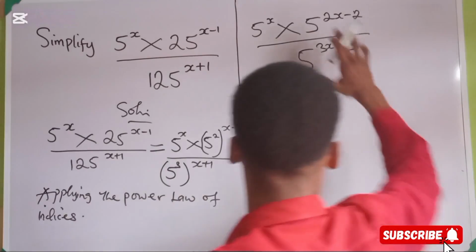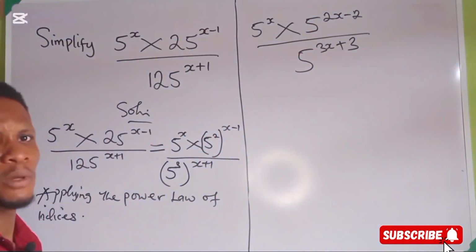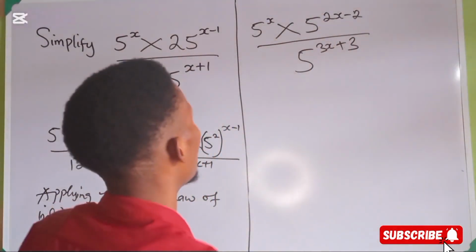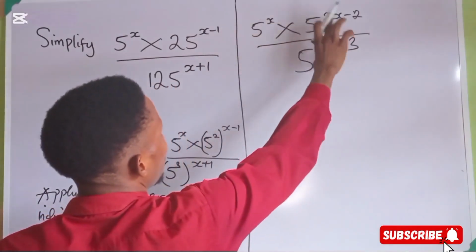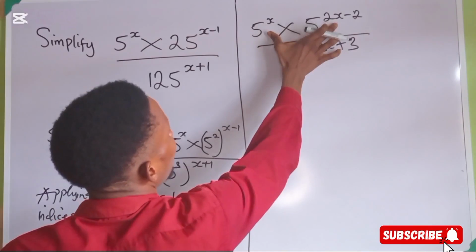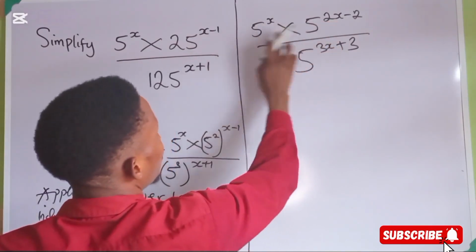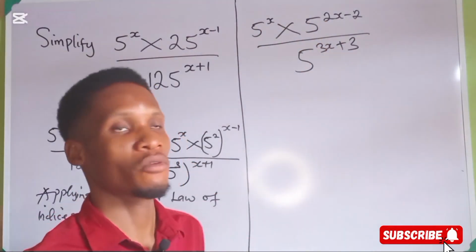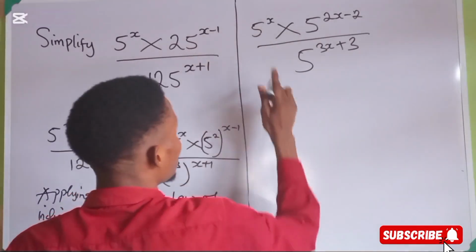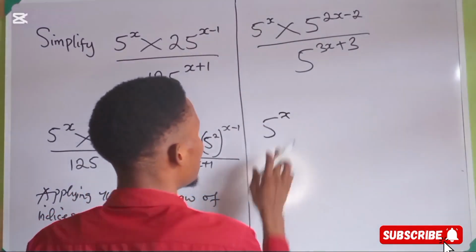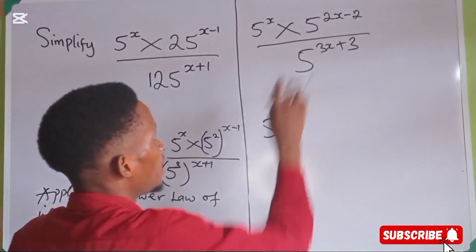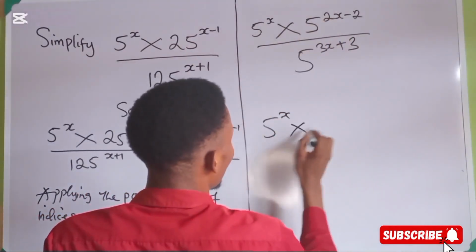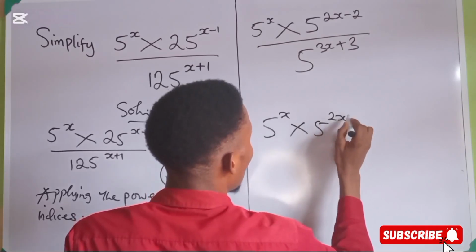Then you look at this now, you see that the multiplication law of indices says that they must be of equal what? They must have equal bases. This is what is called base. So they must have equal base when it is in its index form. So this 5 raised by x is in index form. Then this is also in index form, raised by 2x minus 2.